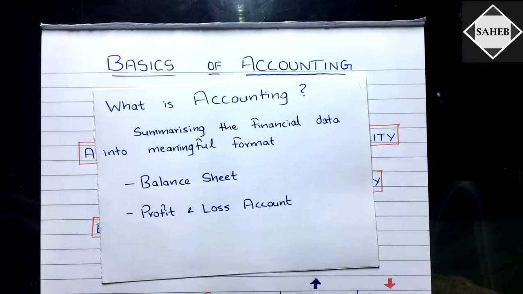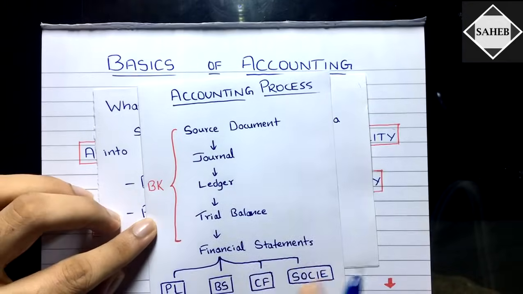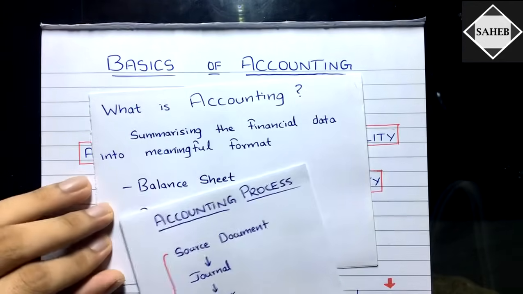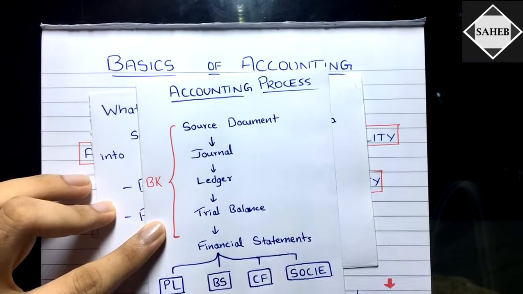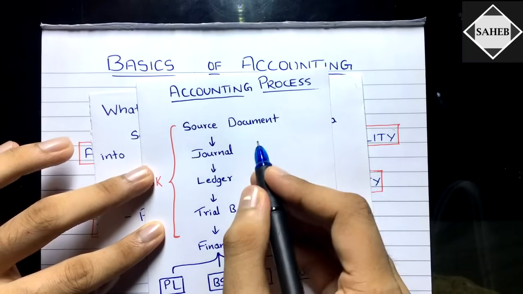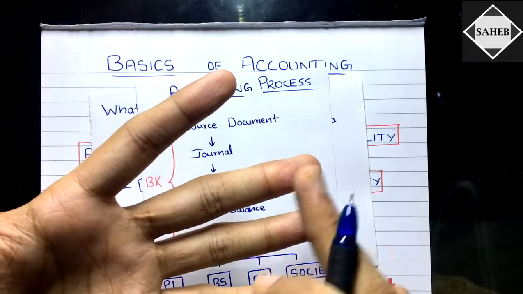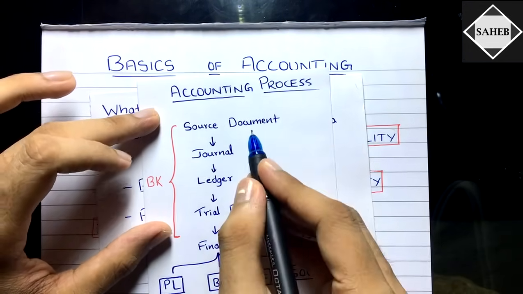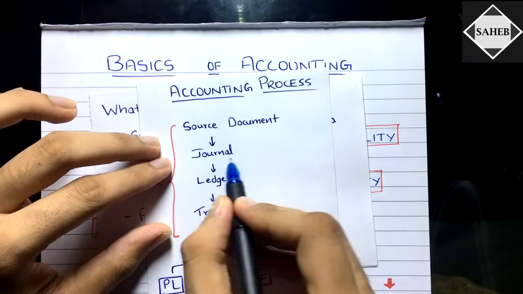So now let's see the accounting process. See here, the accounting process is very simple. The accounting process starts with the source document. Now what is a source document? See here, what do you do in accounting? You record the data first. So to record any entry, to record any transaction, you need a source document, the evidence of that transaction. It can be a voucher, it can be a bill, it can be an invoice, whatever it is, any evidence. So that is called a source document. Based on that, you are going to make a journal entry in the journal book.